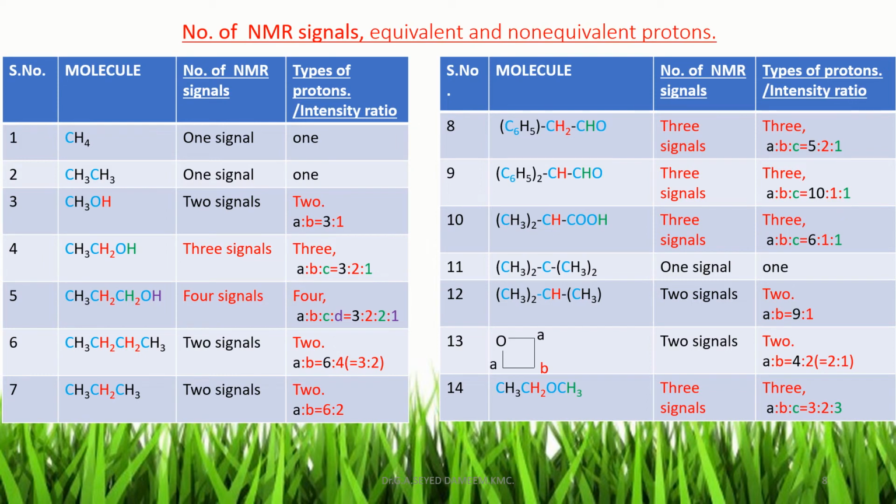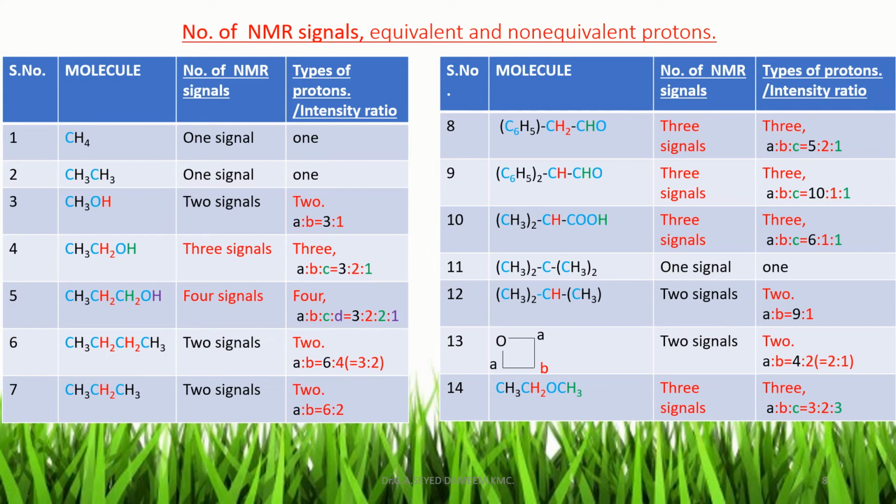And in the case of 13, this case it gives 2 signals. Here 2 methylene groups are equivalent and one methylene group, that is B, that is different. So it gives 2 signals. The intensity ratio A is to B is equal to 4 is to 2. Otherwise, it is 2 is to 1.